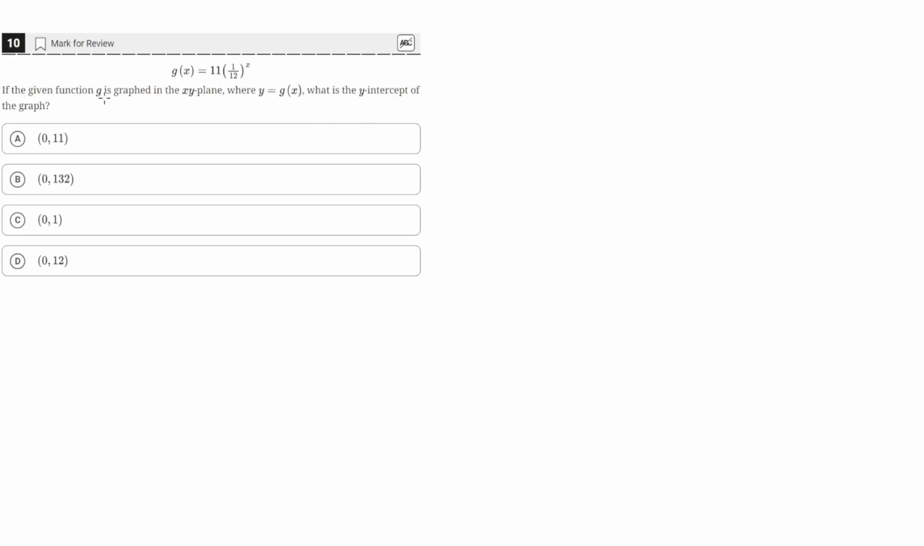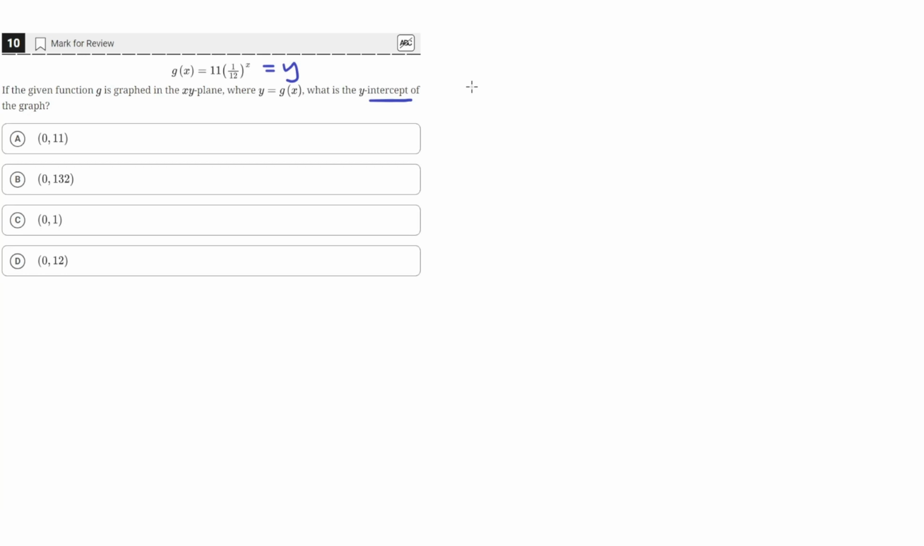If the given function g is graphed in the xy plane, where y equals g of x, what is the y-intercept of the graph? So here is g of x, which is equal to y, and in order to find the y-intercept, we need to solve for the value of y when x is equal to 0, because the y-intercept occurs when x is equal to 0.